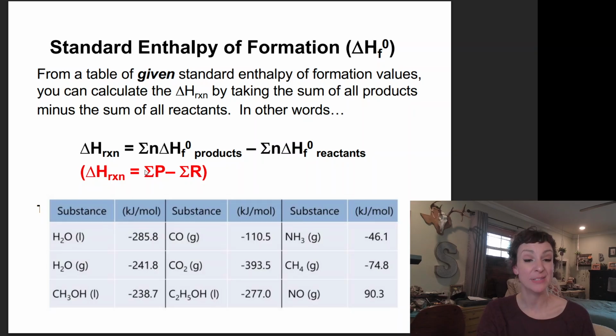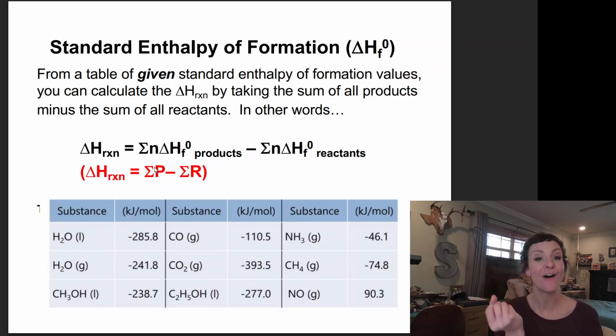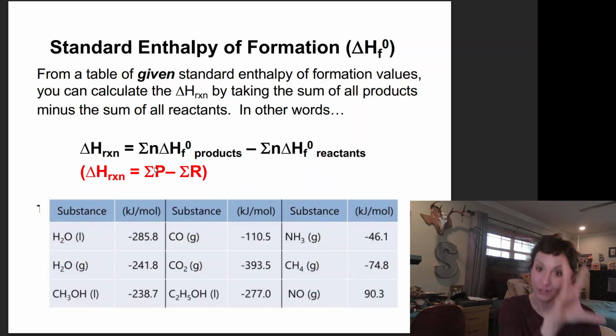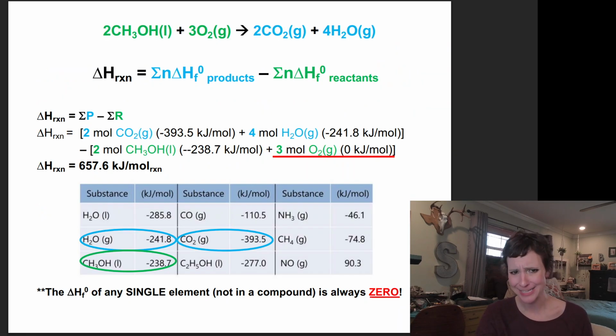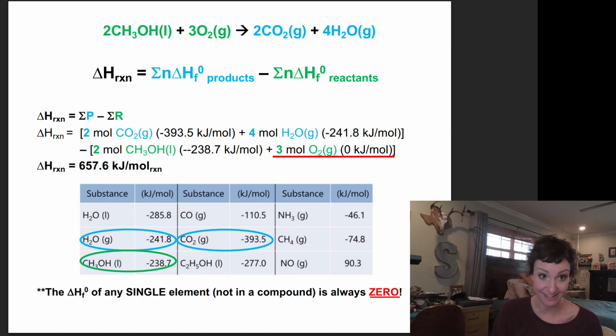This symbol means the sum, which means you take the sum of all of the products together, and then you subtract from that the sum of all of my reactants together. Okay, so let's look at an example of what this is about first, and then we're going to practice one together. Here I have my chemical reaction equation.